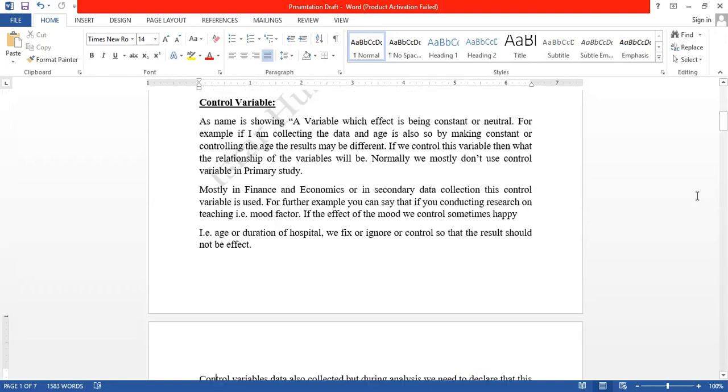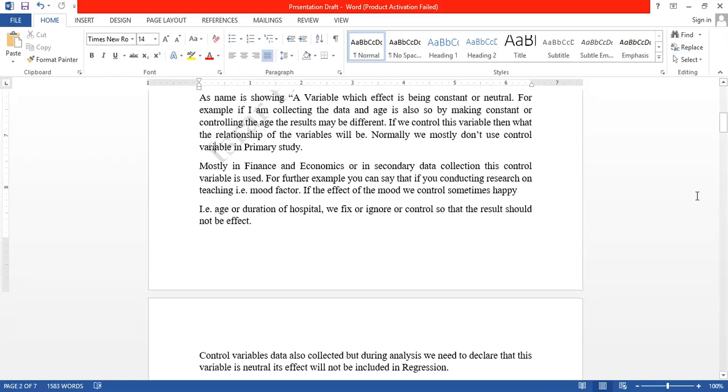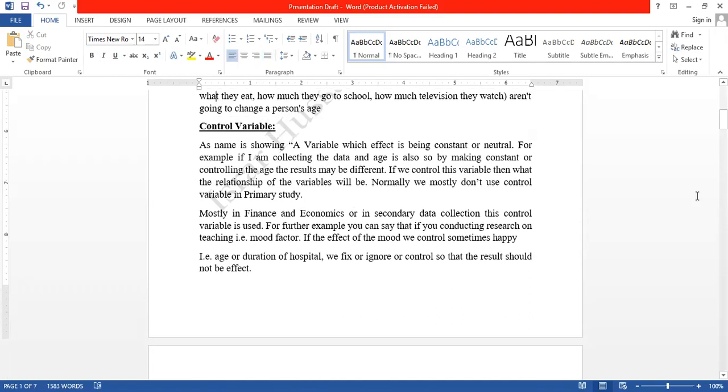Some variables we also use, especially in economics and finance, are control variables. As the name shows, it is a variable whose effect is kept constant or neutral. For example, if I am collecting data and I control for age by keeping it constant, it will not affect the result. In other words, you can say we zero the impact of the control variable.